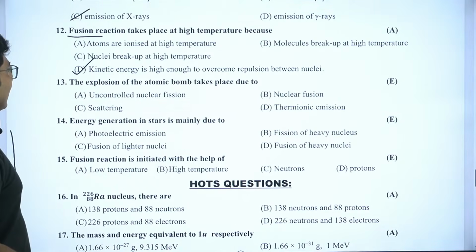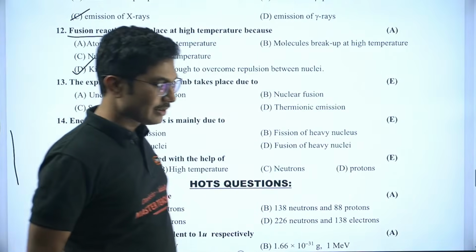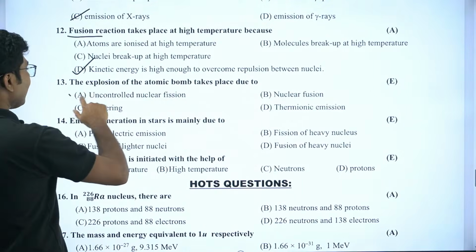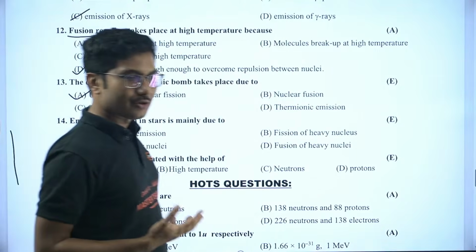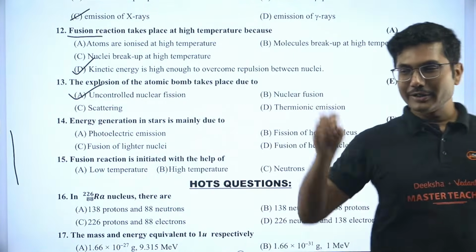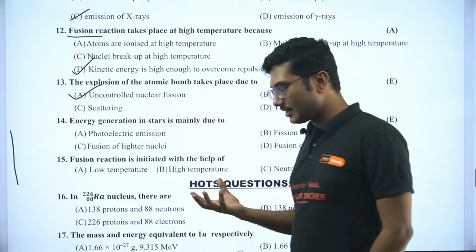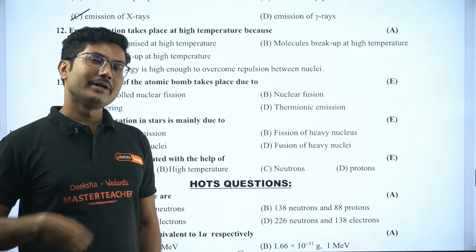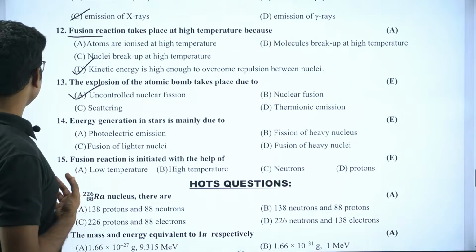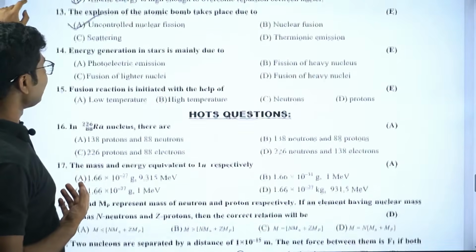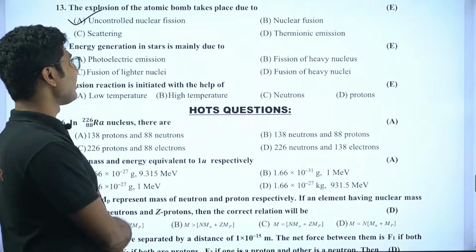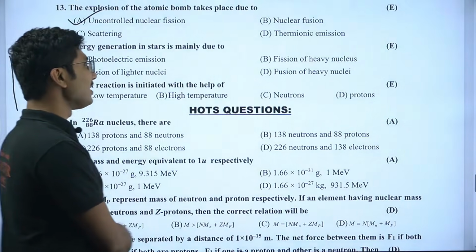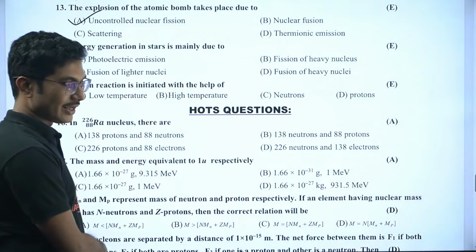The explosion of the atomic bomb. You want to drop an atomic bomb? Uncontrolled nuclear fission. You don't want to control it. You devise something which works on the fission, and you don't control it. It will blast, right? Energy generation in stars mainly due to photoelectric emission, fission of heavy nucleus, fusion of lighter nuclei, fusion of heavy nuclei.